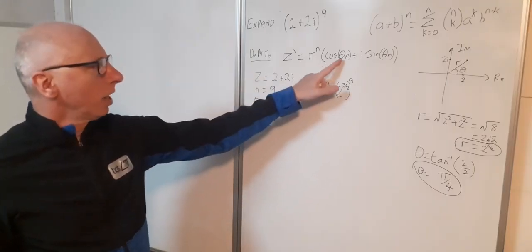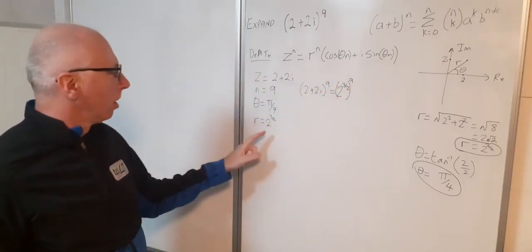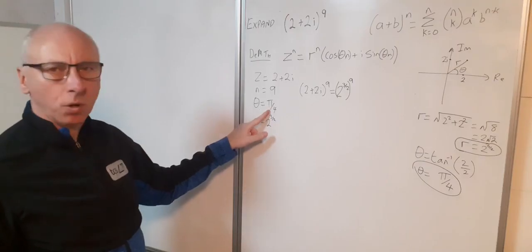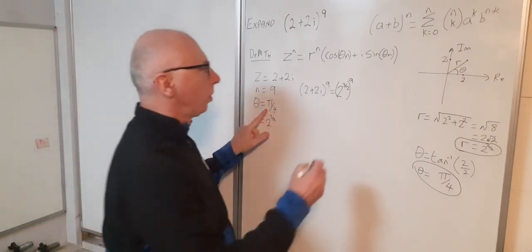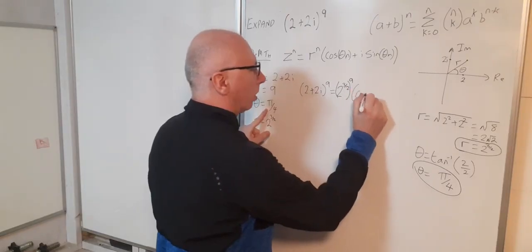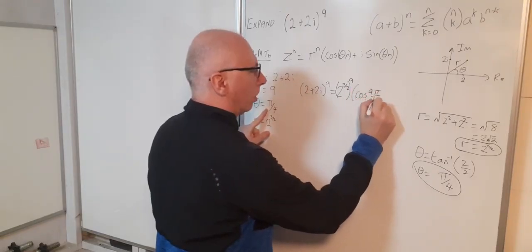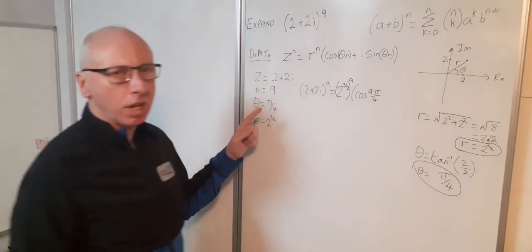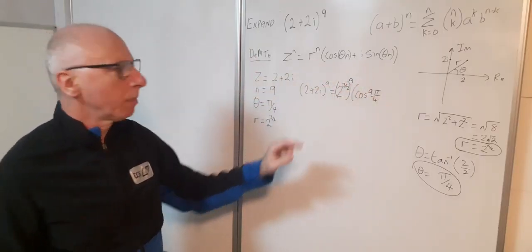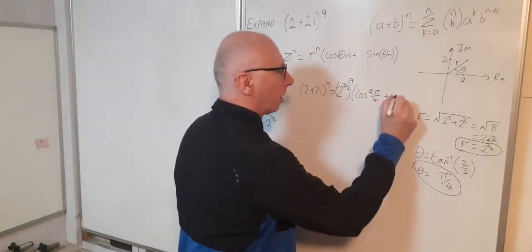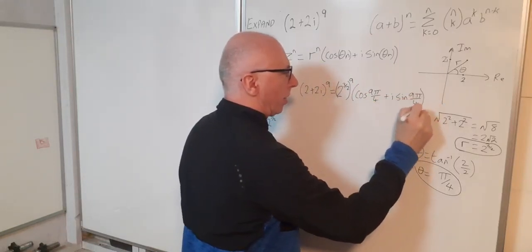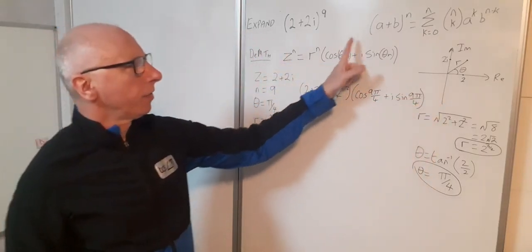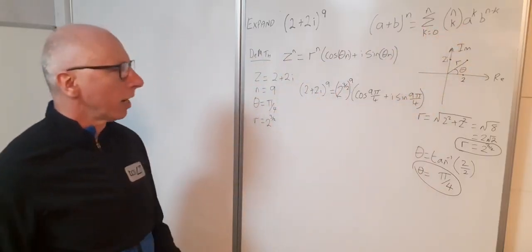And then we've got cosine theta times n. Well, theta is pi over 4 times 9, so that's cosine of 9 pi over 4. So that takes care of that. Then obviously the argument for sine is going to be the same with the imaginary constant in front of it. That is much easier to work with than that. This is going to get us there much quicker.